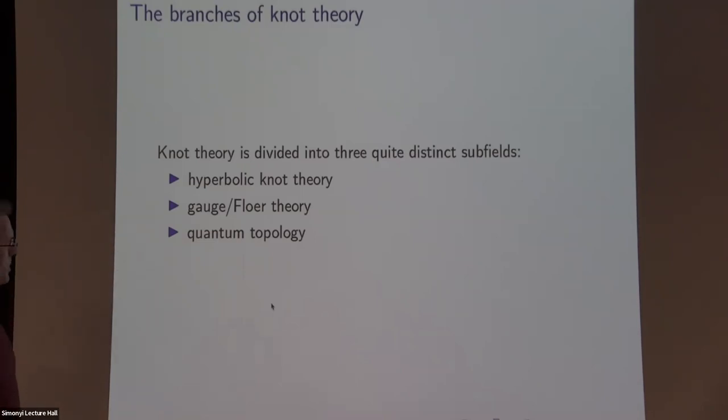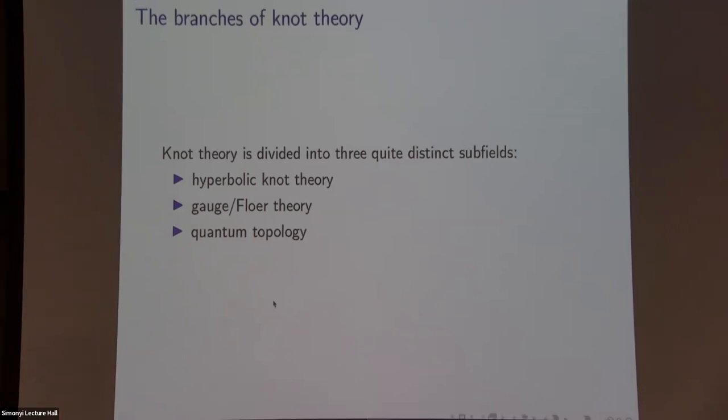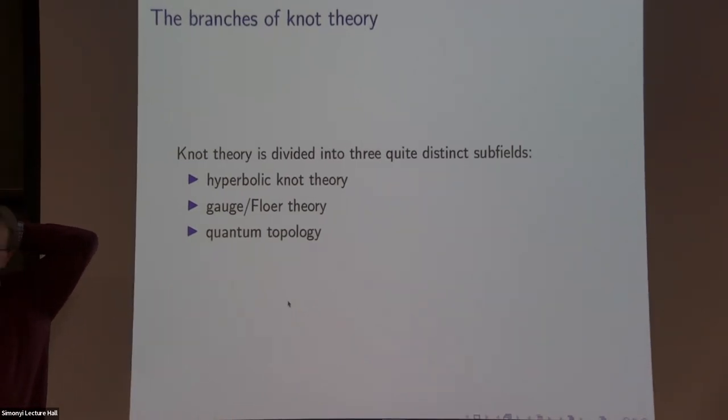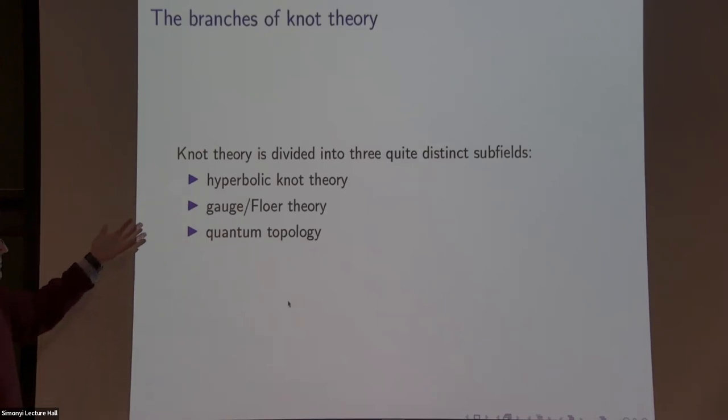And then there's also quantum topology, which sort of started with the Jones polynomial, but there are now many other quantum type invariants, such as Khovanov homology, the quantum SU2 invariants, and so on. And these are very different fields. There is some connection between the last two, partly due to groundbreaking work of Kronheimer and Mrowka, which related Khovanov homology with flow theory. But really, hyperbolic knot theory is really quite separate.